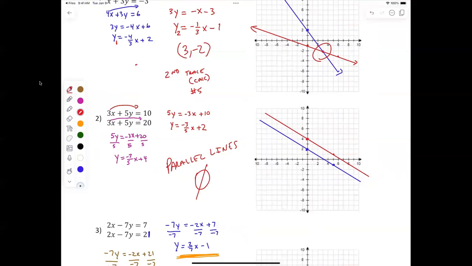Yeah, that's smart. I still want you to graph it, because that's the whole thing, I'm just trying to check that your graphing is good. But you're 100% correct. Automatically no solution. All right, here we go.